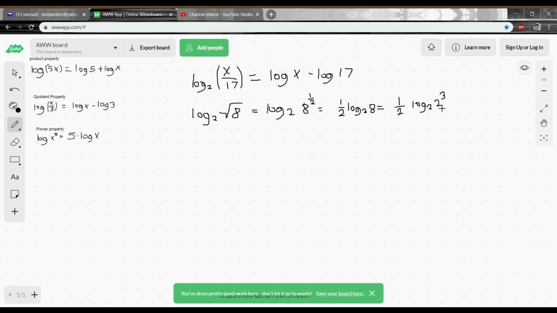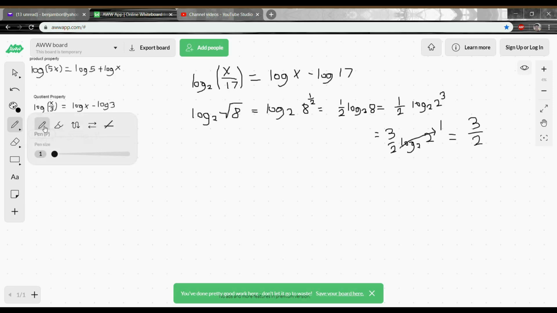Well, now we can use our power property again. So we are going to take this 3 and bring it to the front of the equation. That's going to give us 3 over 2 multiplied by the logarithm base 2 of 2. And now you might remember from the last lecture that when we have the logarithm of a factor of a base, and the base and the factor are equal, that is just going to equal 1. This doesn't mean it cancels out completely, that just means it goes to 1. So then our final simplification is just going to be 3 over 2.